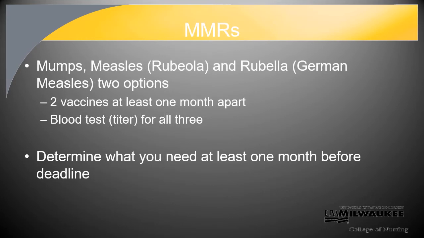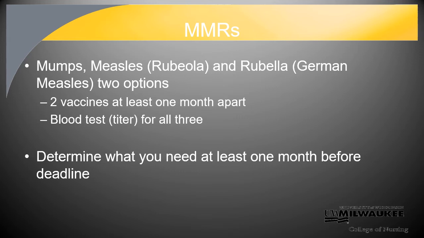The next three are what is known as the MMRs: mumps, rubeola, and rubella. They are all combined into one vaccine. You have two options to complete the MMRs. You must either upload documentation of having received your two MMRs, two vaccines at least one month apart, or you can get a blood test to check your immunity level to all three. Again, like the TB test, if you get the blood test, make sure you upload the actual lab report for all three diseases.